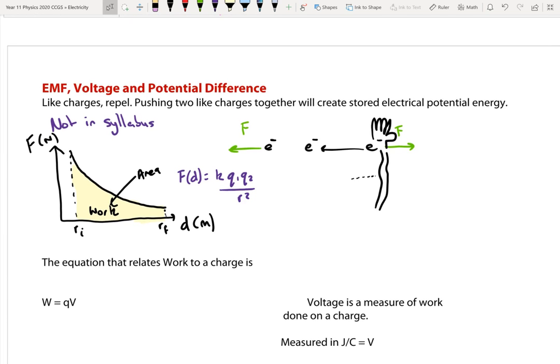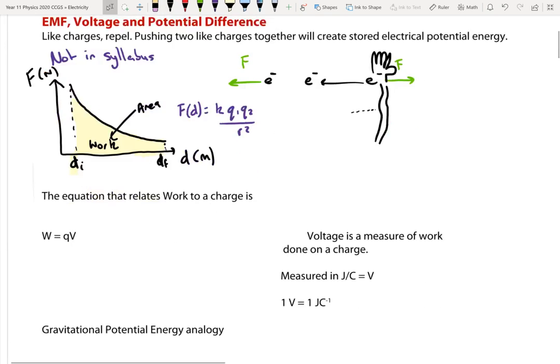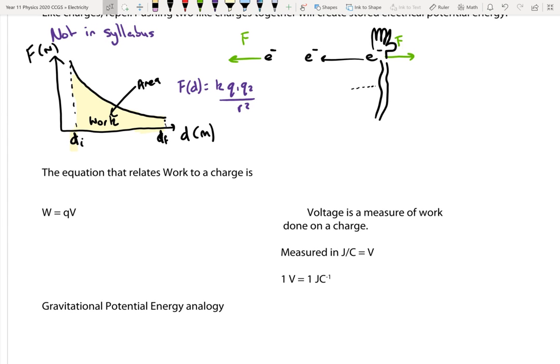What is R in that graph, that equation? D. It's normally R for distance. So sorry, yep, let's call it D initial and D final for distance. Okay? So, we now have an equation that relates how much energy you can give a charge.